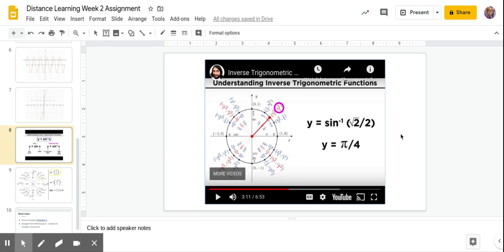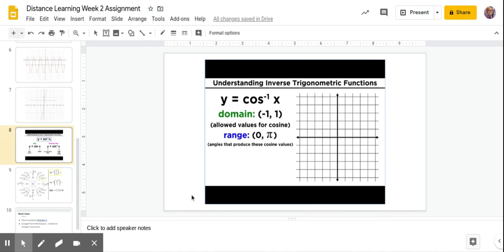So that's how I mainly suggest we do this, is to use the unit circle, but sometimes they're going to give you values that aren't on the unit circle. So you can use the calculator. And we're going to do that in just a second.